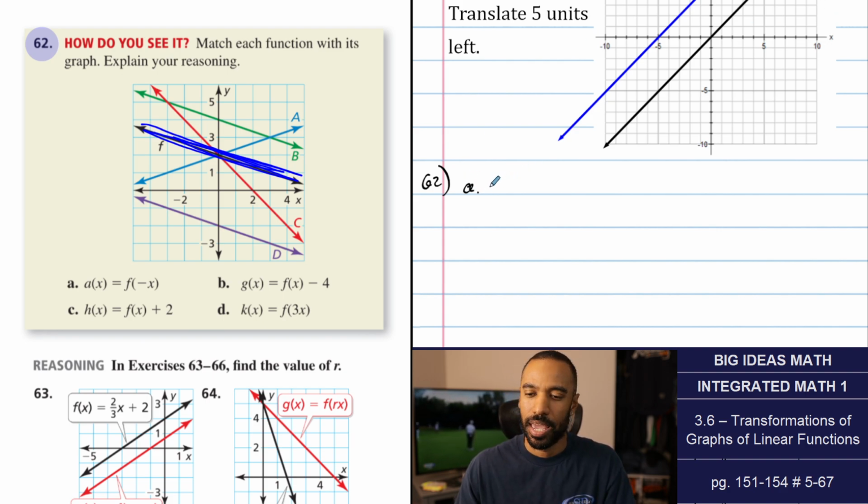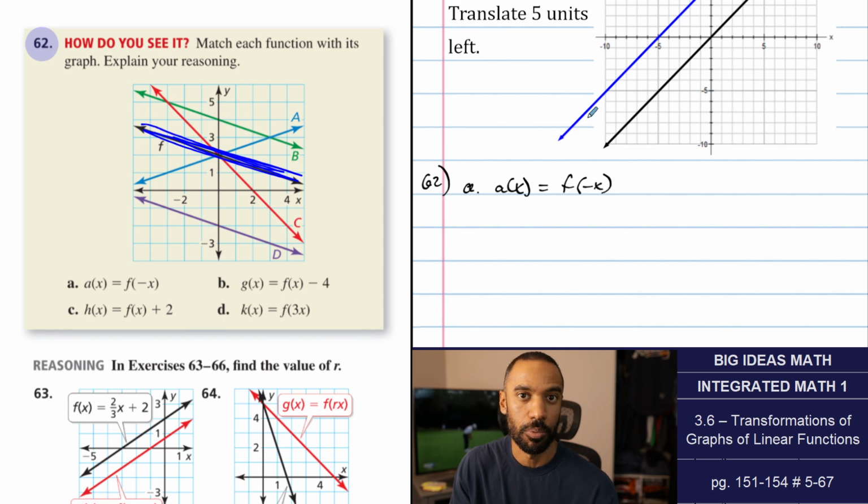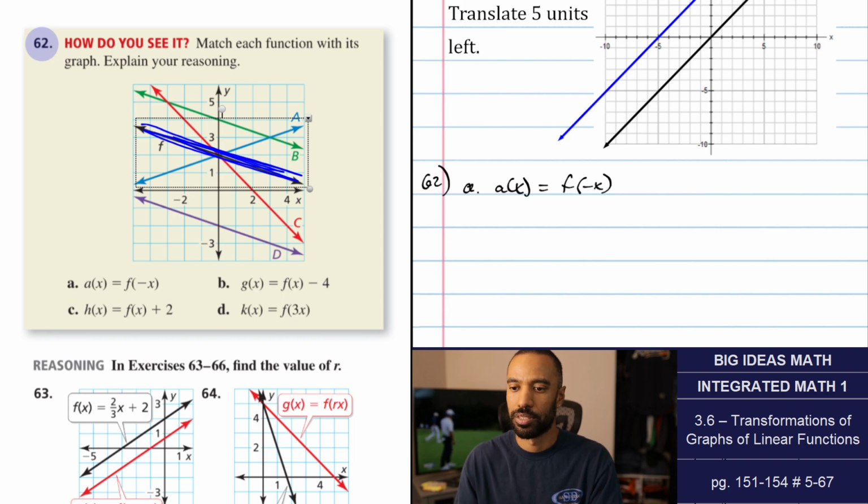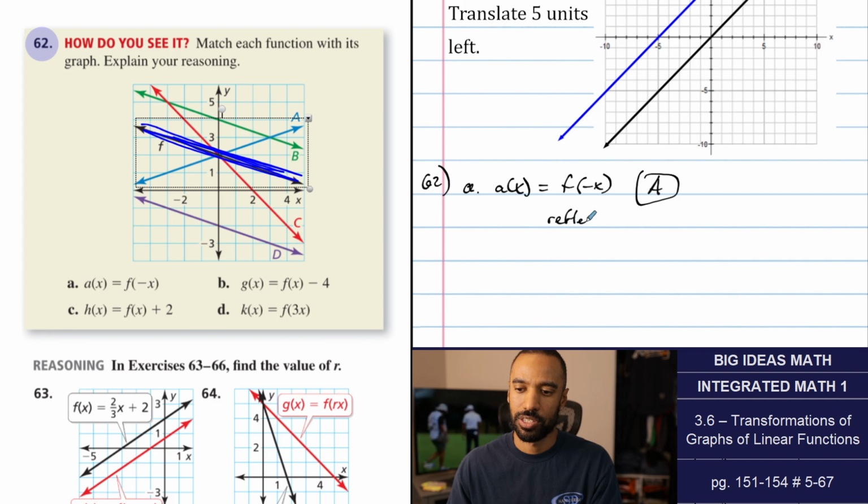Part A is a of x equals f of negative x. I'm looking for a horizontal reflection, a reflection in the y-axis. So which one's going to be a reflection in the y-axis? It looks like graph A. Take a look at this. Looks like it's going to be A right there. That's a horizontal reflection in the y-axis. Reflect y-axis. That's my reasoning.